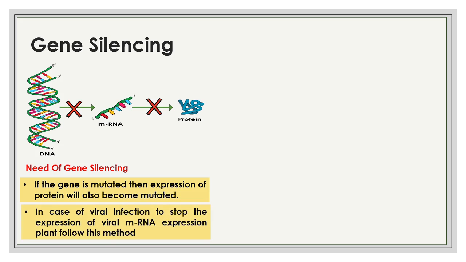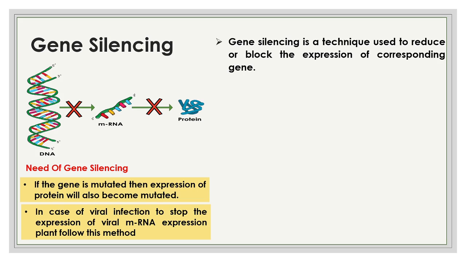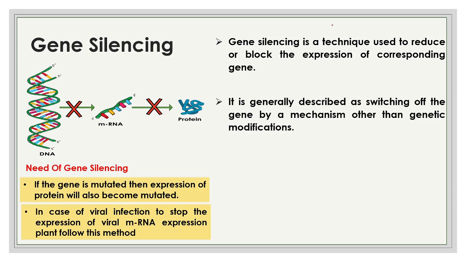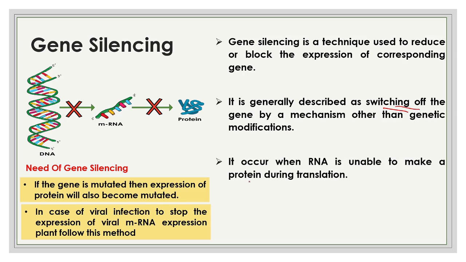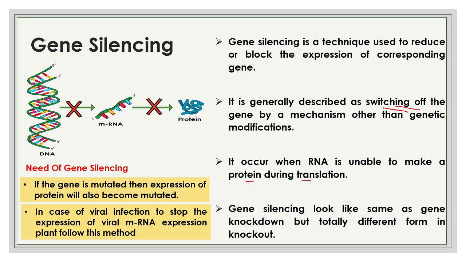So now come to the point: what is gene silencing? Gene silencing is a technique used to reduce or block the expression of the corresponding gene. If an unwanted gene is present inside a cell, in that situation, the cell decides to block the expression of that corresponding gene. So gene silencing is generally described as switching off the gene by a mechanism other than genetic modification. Gene silencing occurs when RNA is unable to make a protein during translation. Or we can say gene silencing is the same as gene knockdown but totally different from gene knockout.